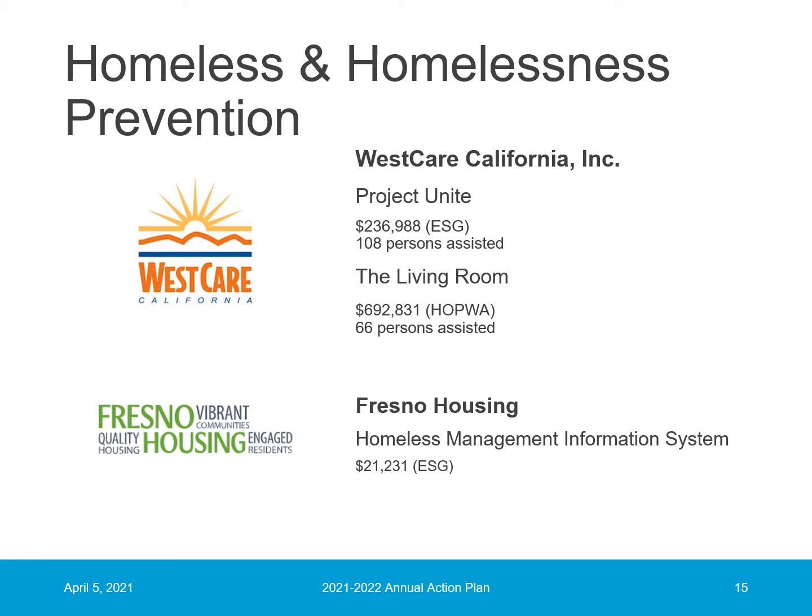$236,988 of ESG funds are proposed for WestCare's Project Unite to continue providing rapid rehousing and homelessness prevention services. During the grant period, Project Unite will conduct weekly outreach activities in order to establish supportive relationships with the street homeless population, providing linkages and support to enable them to move off the streets and into housing.